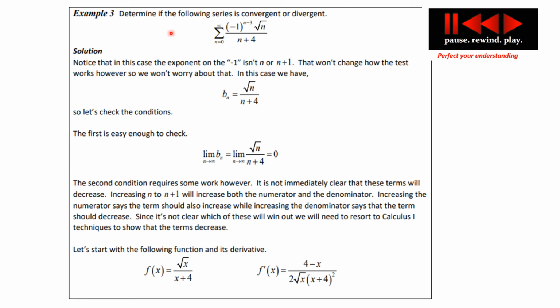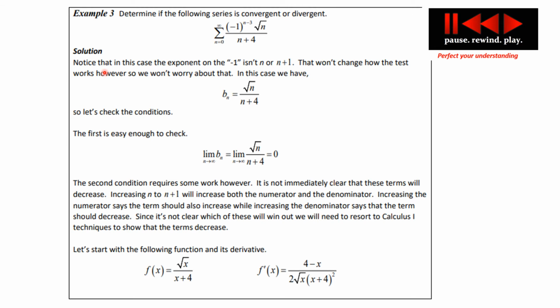Example 3. Here we're to determine if the following sequence is convergent or divergent. So this is going to be the sum from n equals 0 to infinity of minus 1 to the n minus 3, square root of n over n plus 4. Again, a good problem to practice.